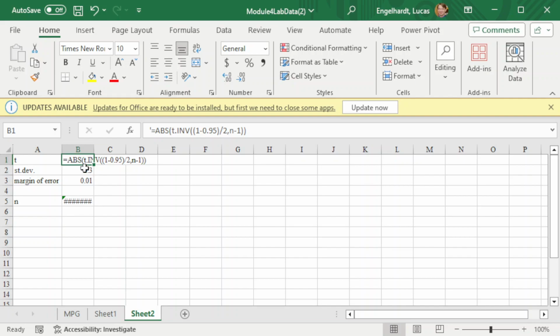Right? So let's go ahead and change some of these. Let's make the standard deviation a little bit higher. Let's make it 1. So our margin of error is 0.44. All right. And then I'm going to put in a number here. Let's just put in a number of 30.